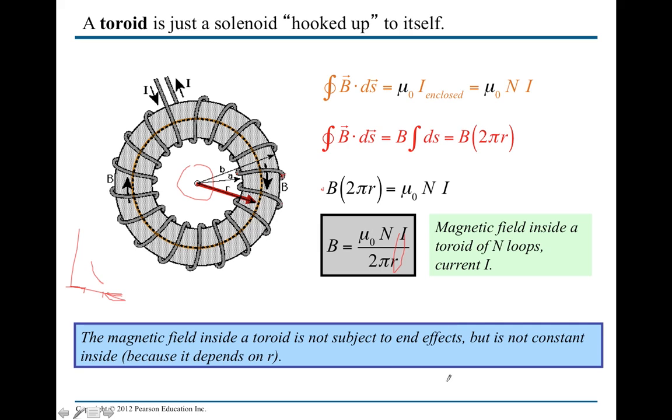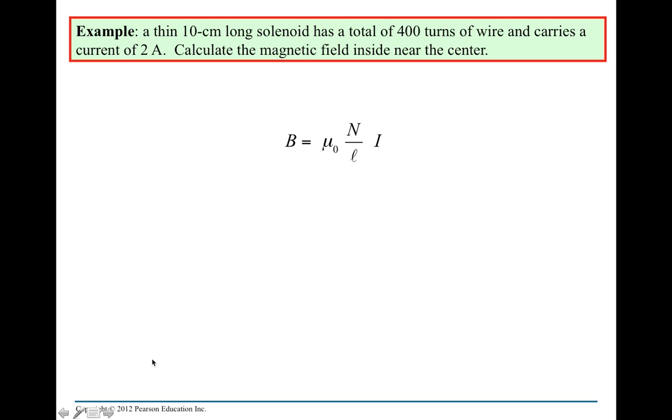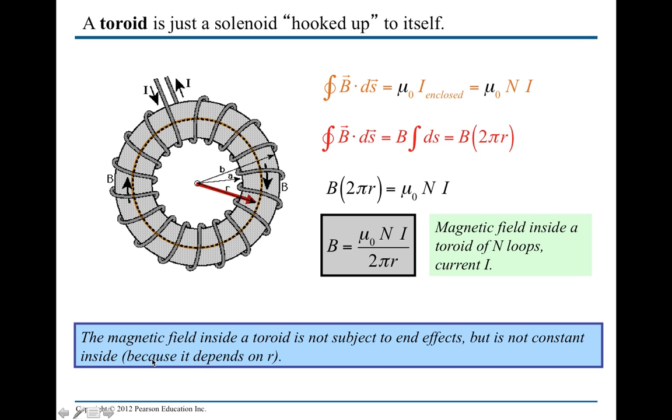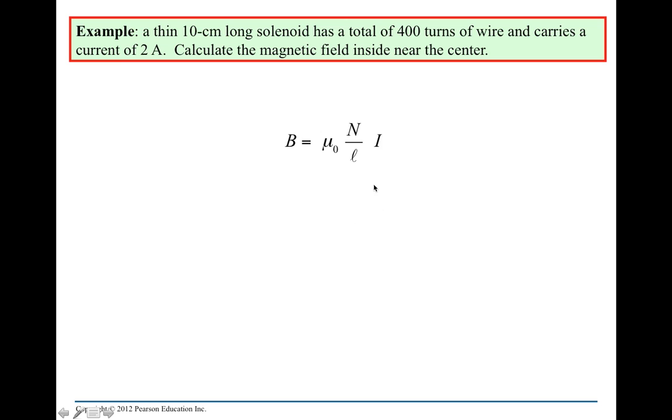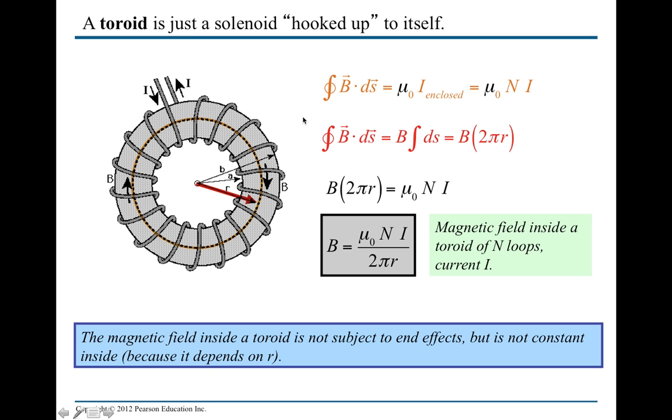So the magnetic field inside the toroid is not subject to end effects, but it is not constant inside. If you look at this, it's 1 over r. It's not constant, that's what I'm trying to show here. It depends on r. Actually, it depends on 1 over r.